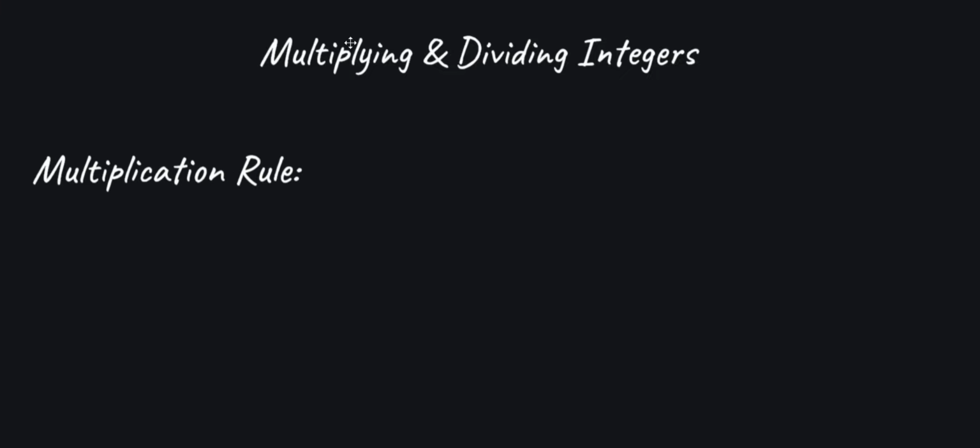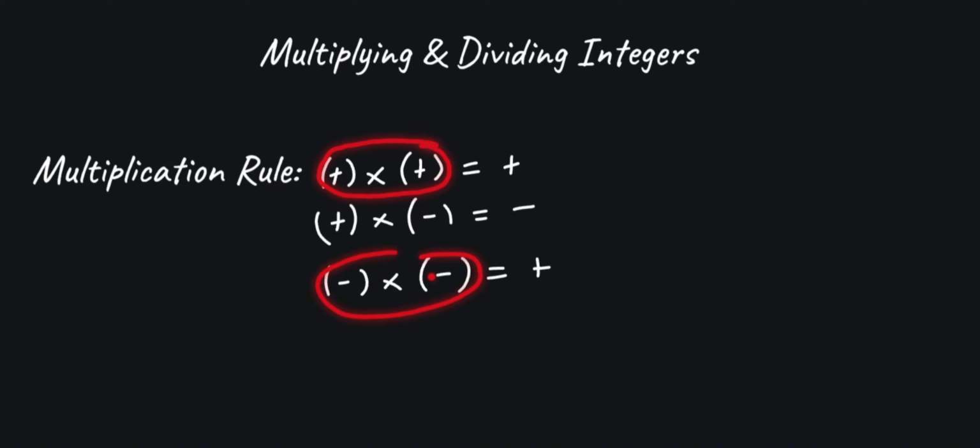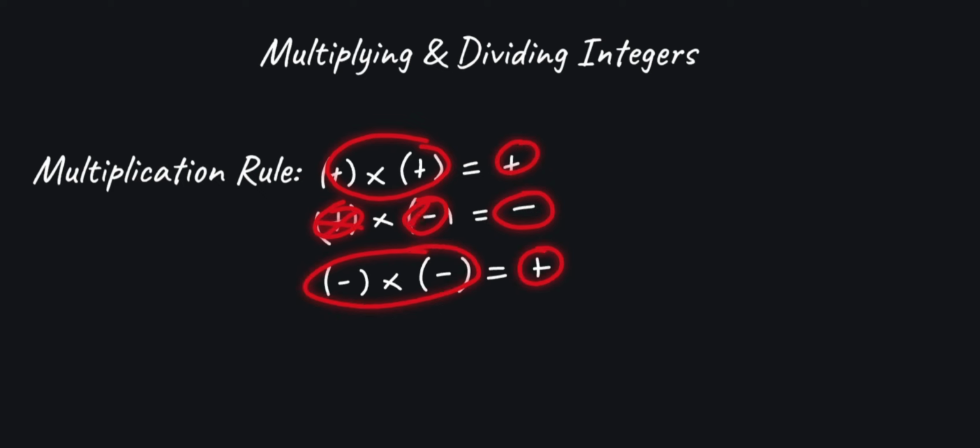We have a multiplication rule which says if you multiply a positive times a positive, the number you get would be positive. And if you multiply a positive by a negative, we get a negative. And if you multiply a negative by a negative, you get a positive. So basically, if you're multiplying terms that are the same, you get positive. However, if you're multiplying different terms, you get a negative. So same signs, positive; different signs, negative.